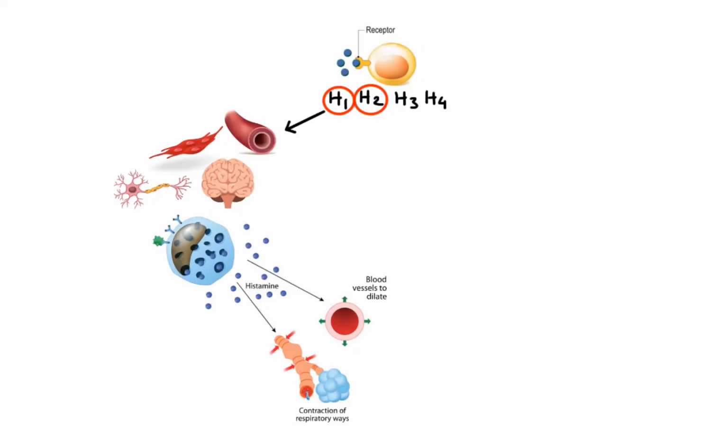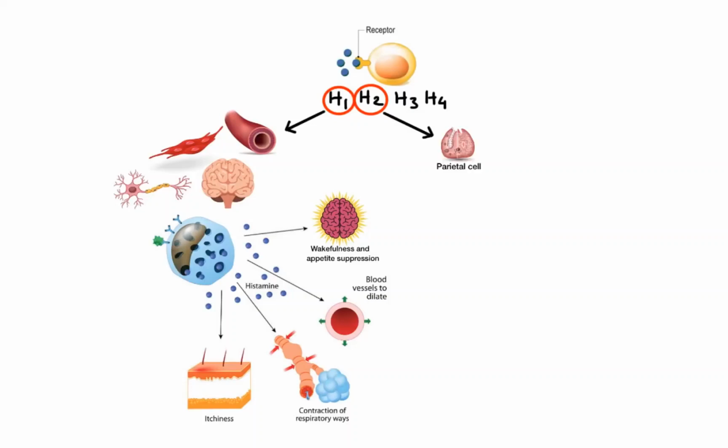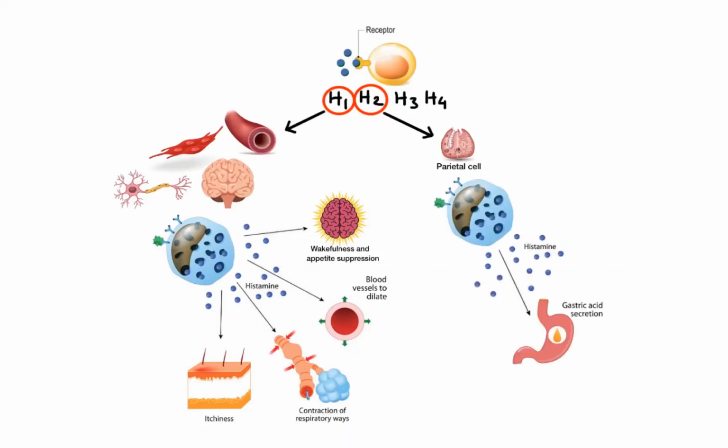Histamine also acts as a neurotransmitter within the central nervous system. Histamine binding to the H1 receptors in the brain promotes, among other things, wakefulness and appetite suppression. Lastly, histamine-mediated stimulation of peripheral nerve endings leads to pain and itching sensations. Now let's move on to the histamine type 2 receptors. So H2 receptors are expressed mainly on gastric parietal cells. When histamine binds to these receptors, it causes increased gastric acid secretion.